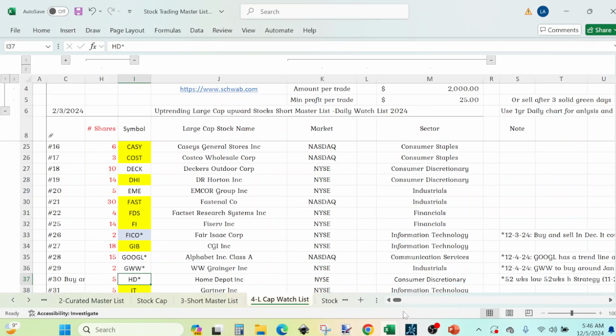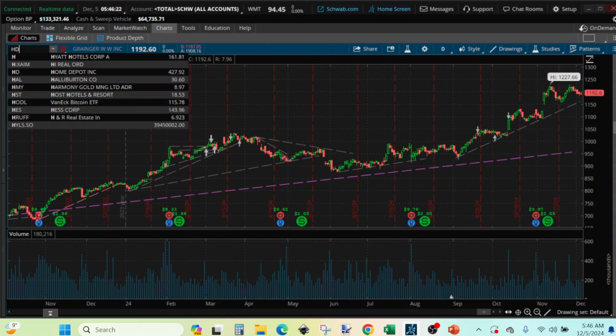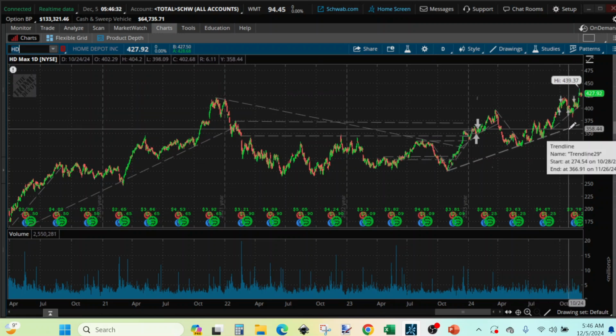HD. So it seems to me that the maximum daily chart is our preferred line to set our entry for those stocks. So for HD, clearly I'm going to be waiting on this line.